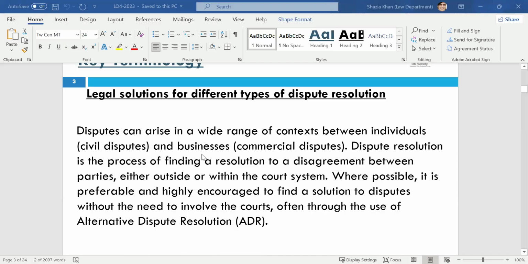So disputes can be a wide range of different contexts, things like individual disputes. So individuals against individuals would be things like a civil dispute, and then business dispute could be a commercial one. And the whole point of dispute is to find a resolution, and they call it alternative dispute resolution, ADR, and they use things like mediation, arbitration, and negotiation. What do you think mediation is? We're going to go through it a little bit more in detail, but what do you think mediation is?